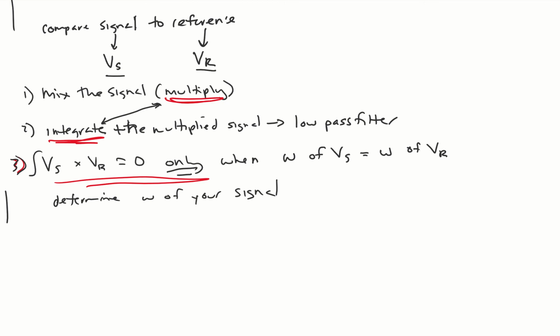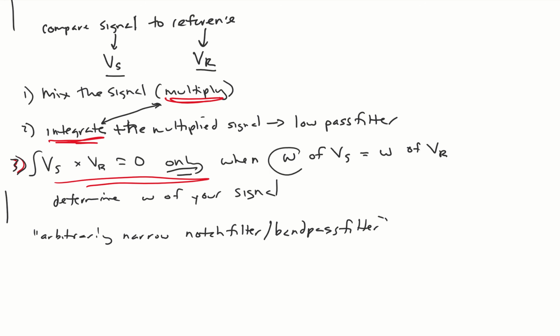So one way that you could describe a lock-in amplifier is it's an arbitrarily narrow notch filter or bandpass filter that is very sensitive to that very specific frequency here.